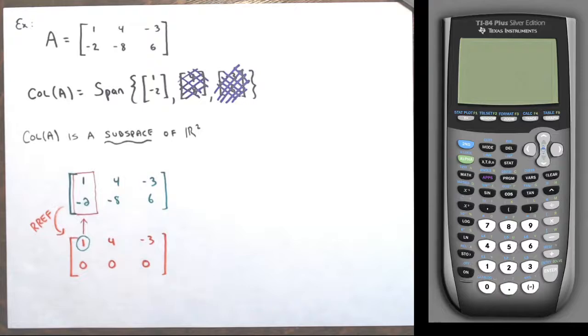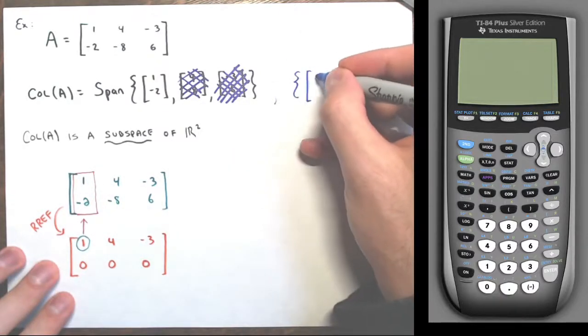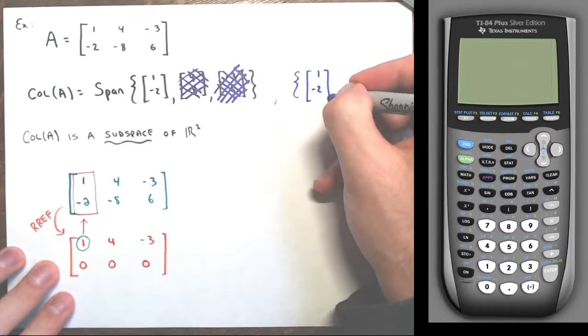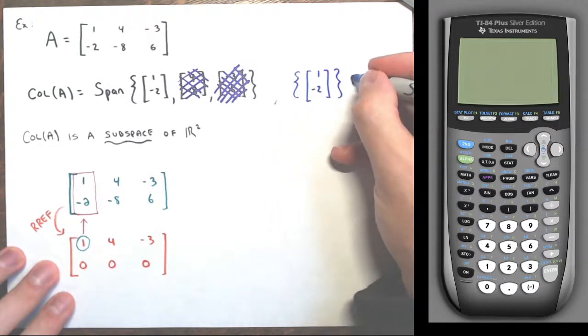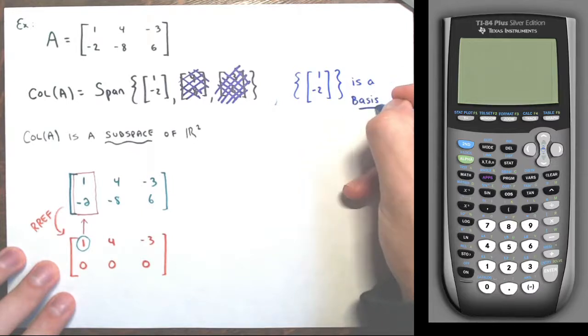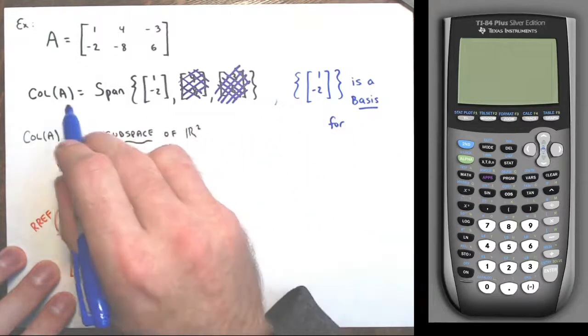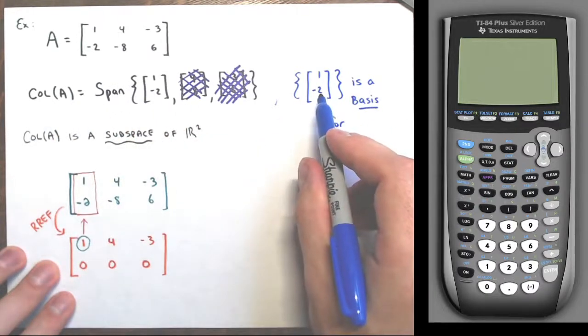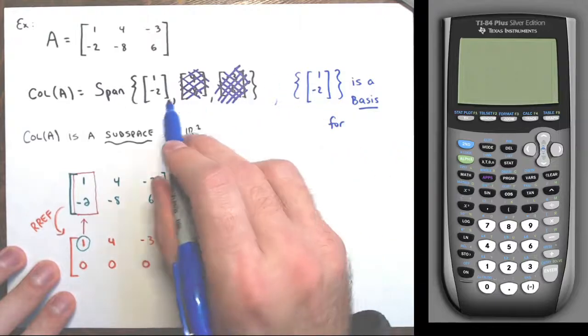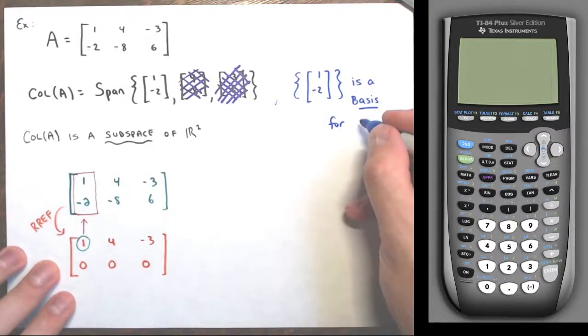And that set, with just the vector 1, -2 in it, is a basis for the column space. Right, it's the building block. Every vector in here is just a multiple of this one. I can take this one and construct any vector in this, and it's obviously independent because it's a set of a single non-zero vector.